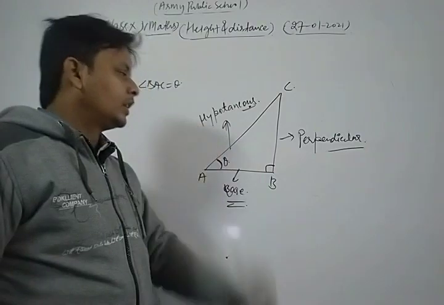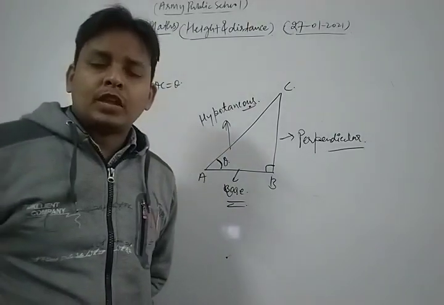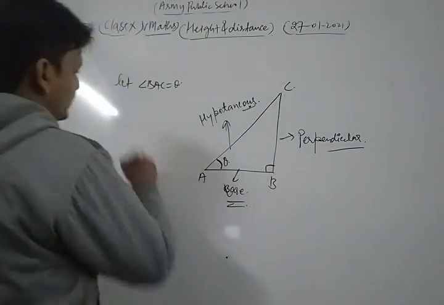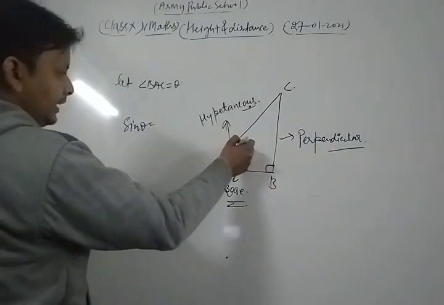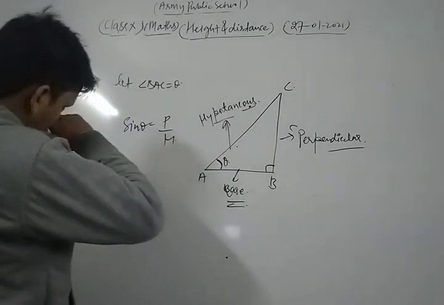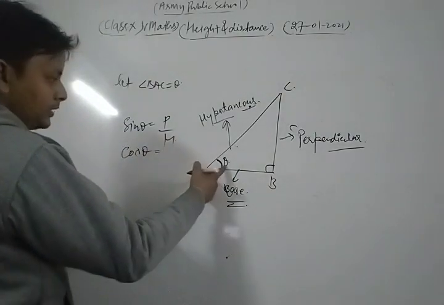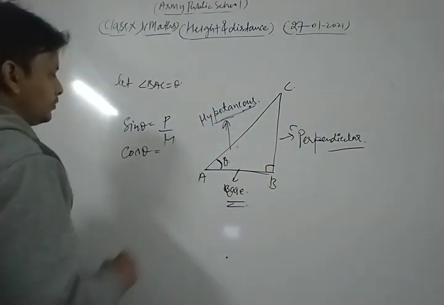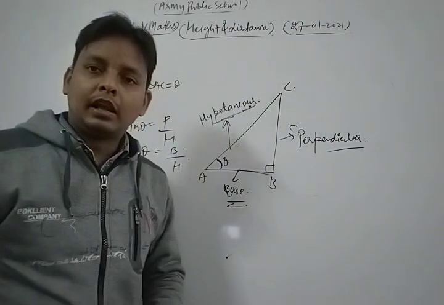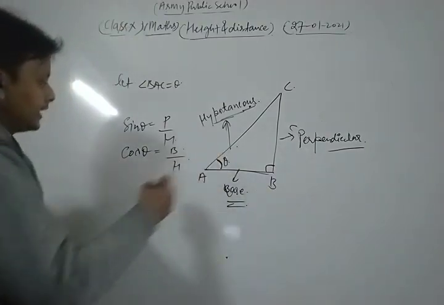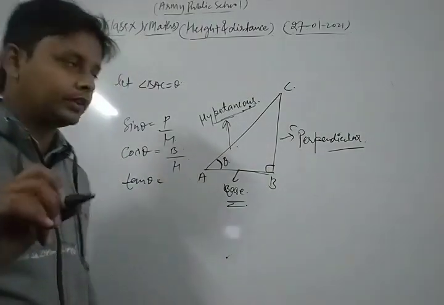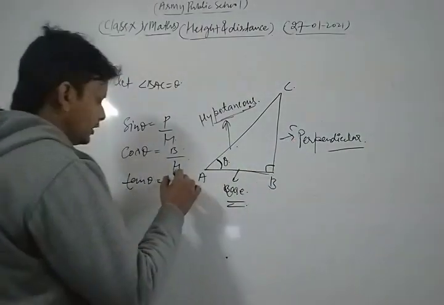Now dear friends, in that figure if we apply the sine rule, then sine theta is perpendicular upon hypotenuse, that is P by H. And if we apply the cosine rule, cos theta is equal to base upon hypotenuse. Now if we apply the tangent rule, tan theta is perpendicular upon base, that is P upon B.